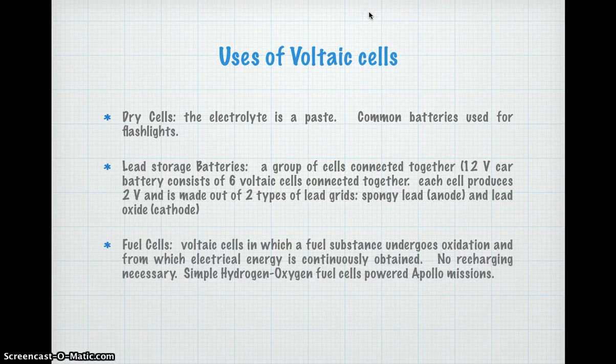And then the third type is a fuel cell. Fuel cells are voltaic cells in which a fuel substance undergoes oxidation and from which electrical energy is continuously obtained. The beauty of these fuel cells is there is no recharging necessary. Simple hydrogen oxygen fuel cells powered the Apollo missions. They are very expensive, and that's why they're not used in more common things during the day.